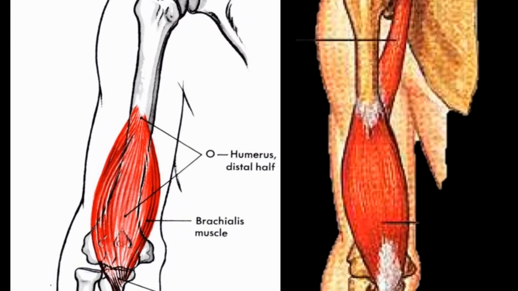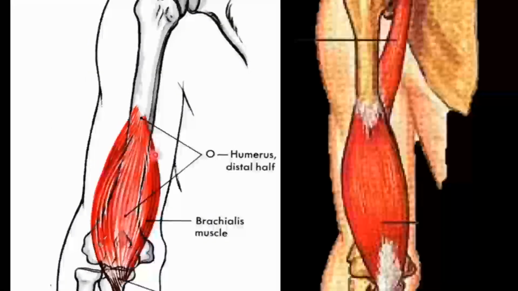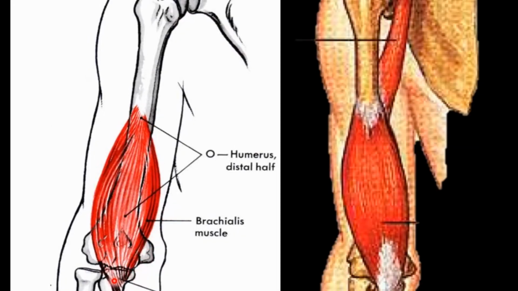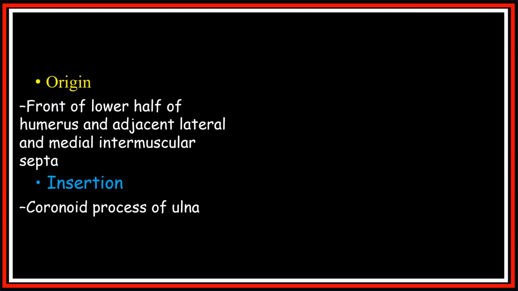This is the brachialis seen at the lower half of the arm at the anterior part. Here also is the brachialis. So this muscle occupies this lower part of the arm. We will look at the origin and also insertion.